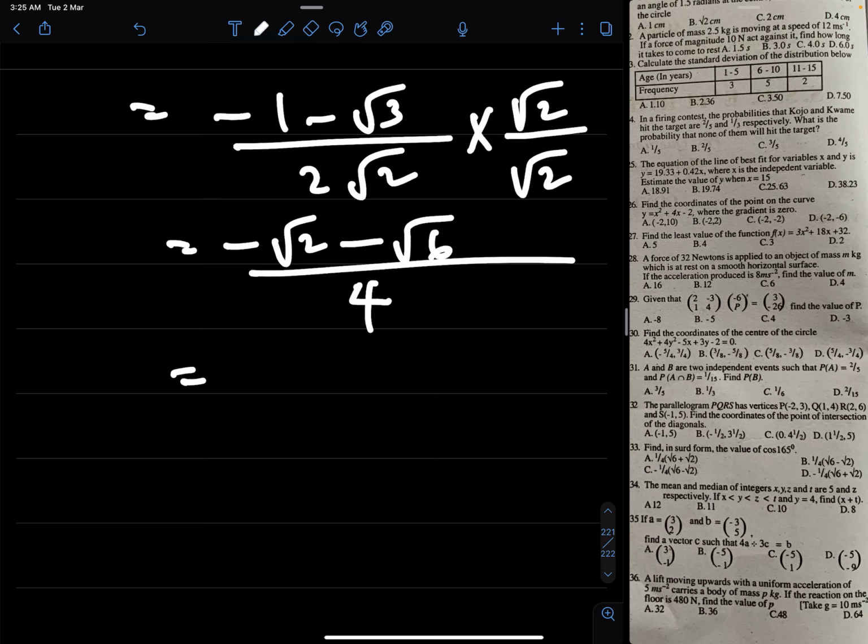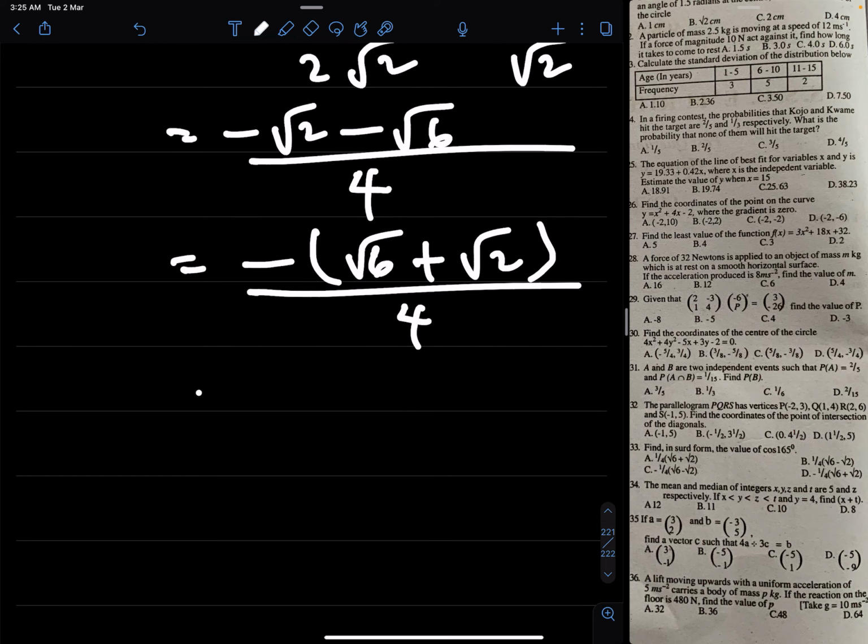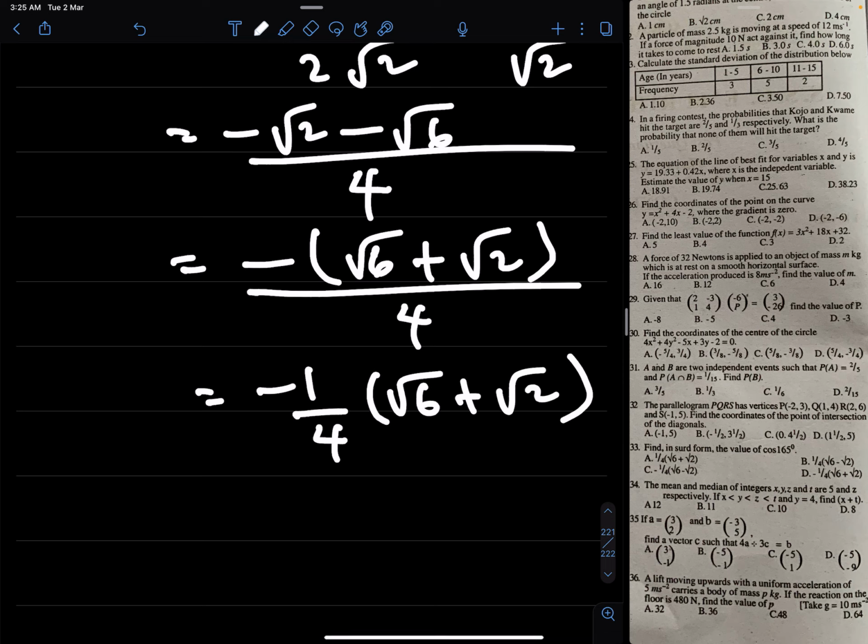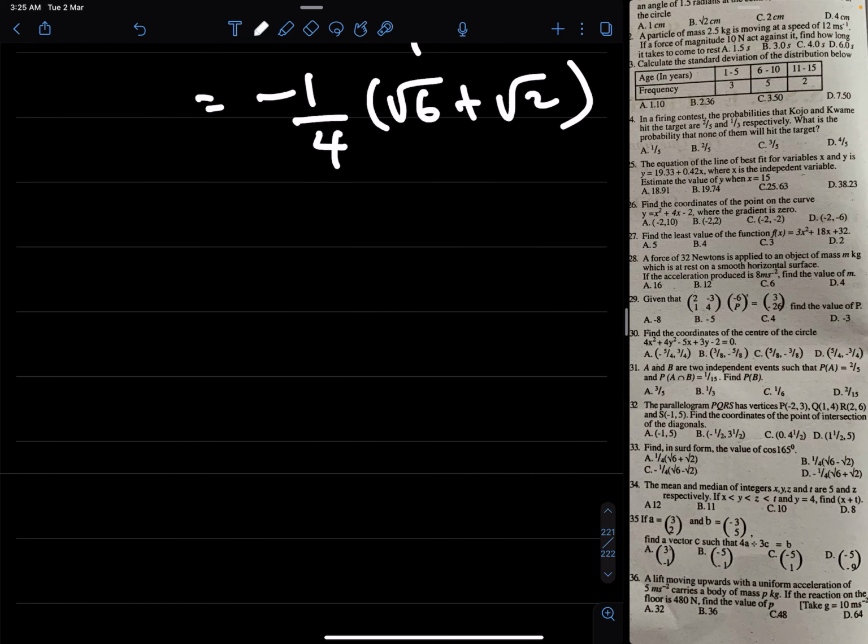And that simply means, looking at the options, we are supposed to express our answer in this form. Okay, this simply means minus root 2 plus root 6, which is the same as root 6 plus root 2 anyway, divided by 4, and that's minus 1 over 4 times root 6 plus root 2. And the correct option is D. Now to the next, which is number 35.